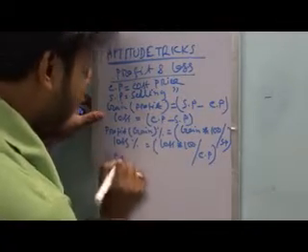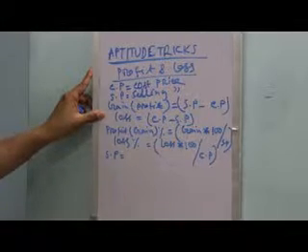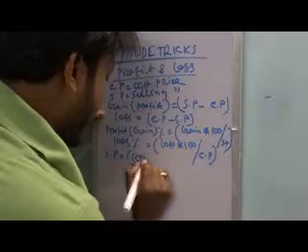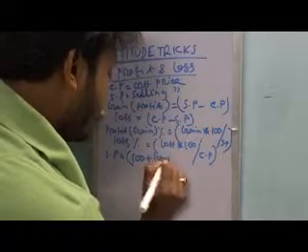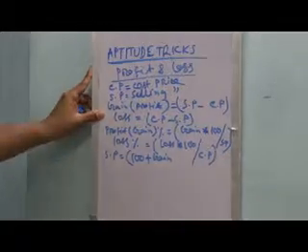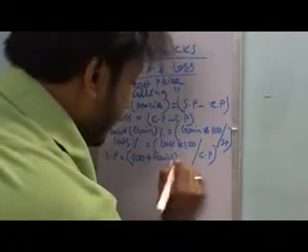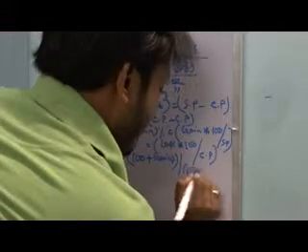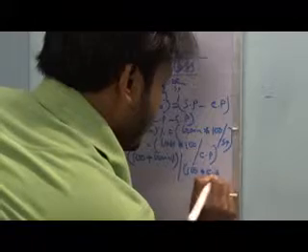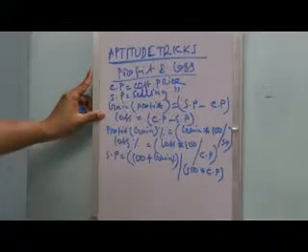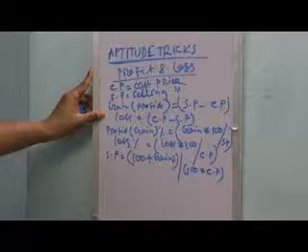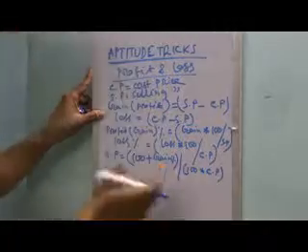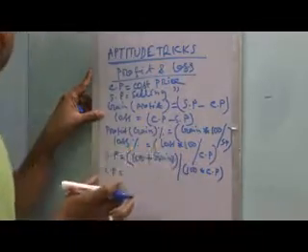Similarly, selling price will be equal to 100 plus gain percent divided by 100 into cost price. Or selling price, when gain percent or profit percent is considered.